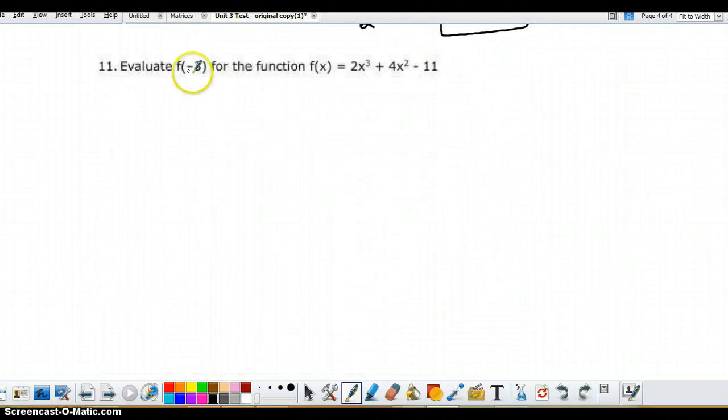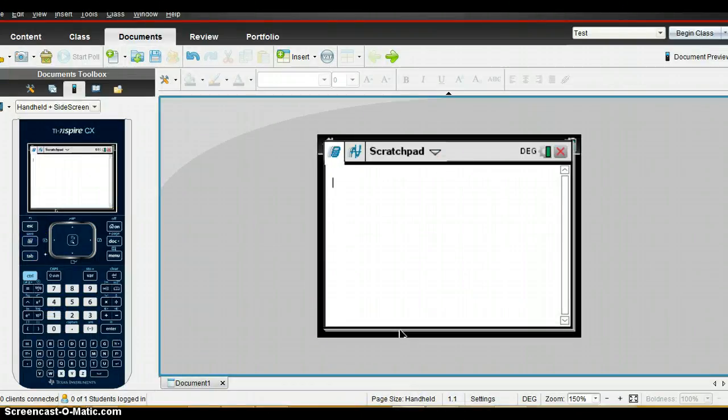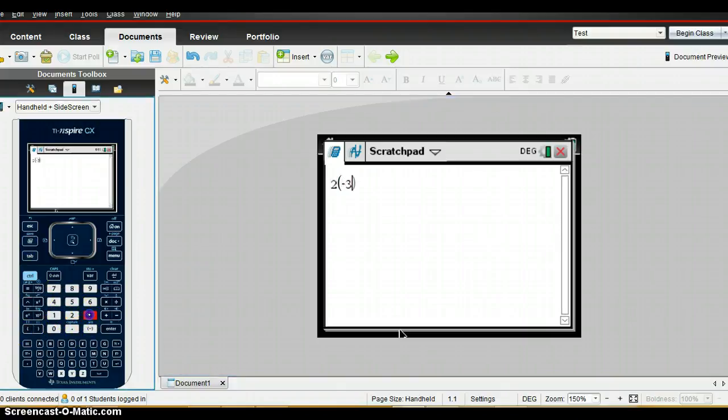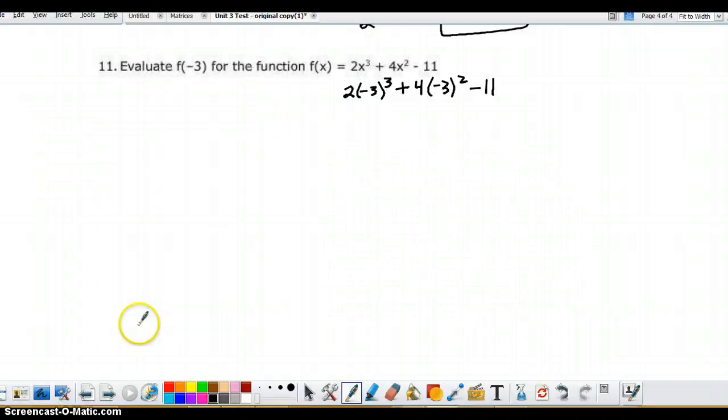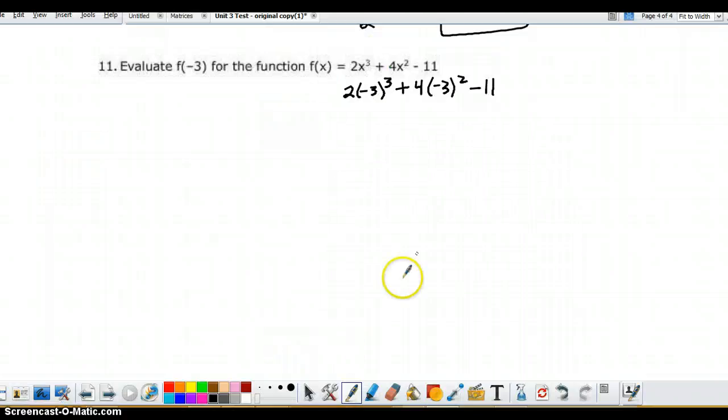Alright, last problem. Negative 3 goes in for x here and here. So 2 times negative 3 cubed plus 4 times negative 3 squared minus 11. Put that in the calculator. So we come back over here. 2 negative 3 cubed, plus, let me get it out of my exponent, plus 4 times negative 3 squared minus 11. You get negative 29, which is the right answer.